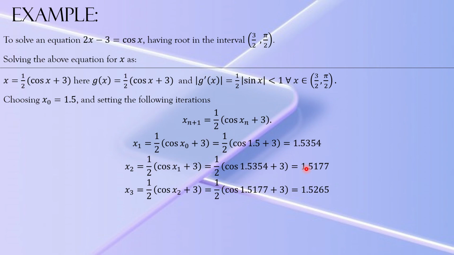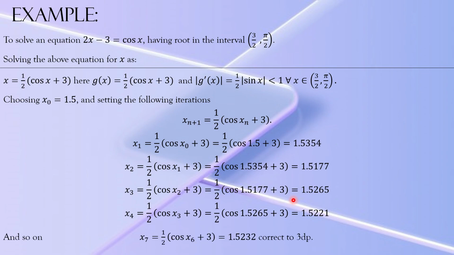Then using this 1.5177 and finding x3, that is 1.5265, using this value for x4, that's 1.5221, and then repeating this process, we would find x5, x6, and x7. So x7 is correct up to 3 decimal places, if you want a solution up to 3 decimal places.